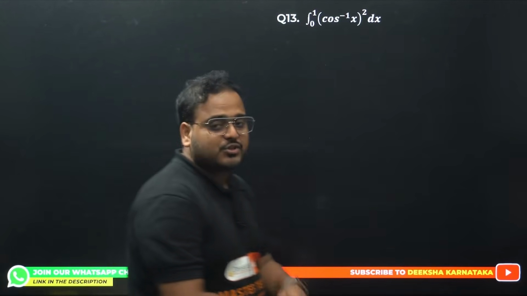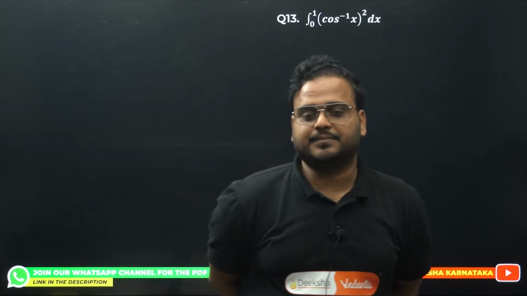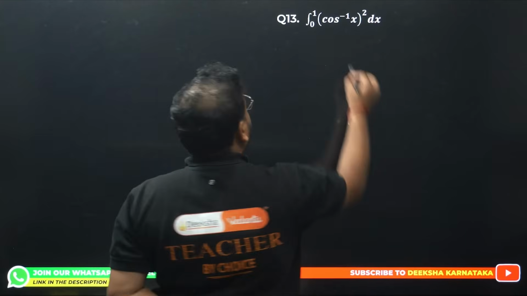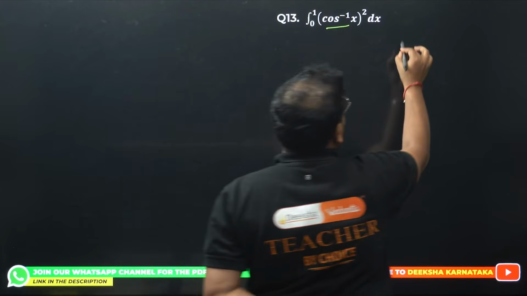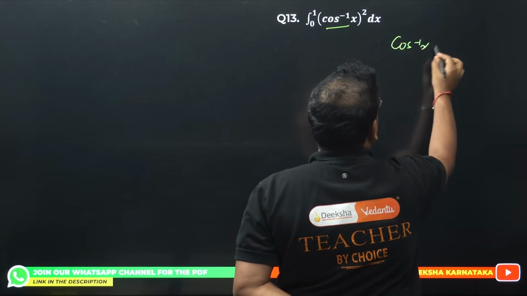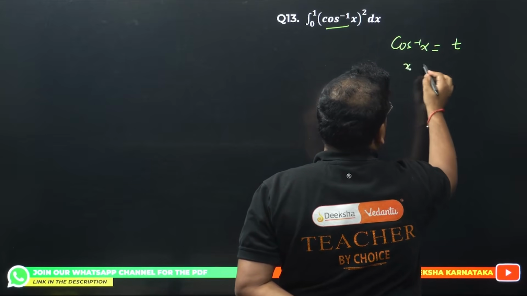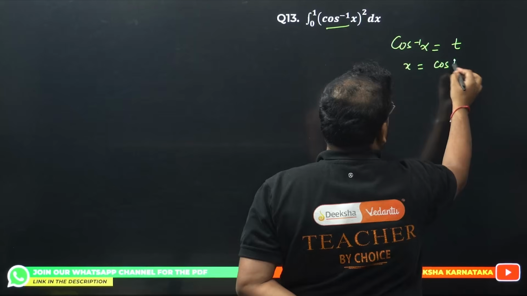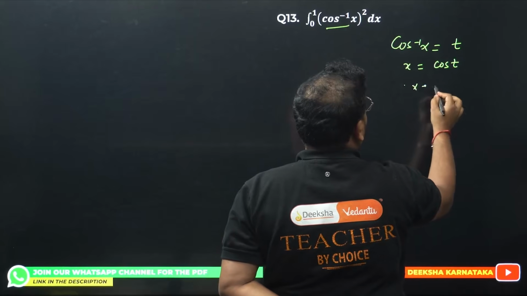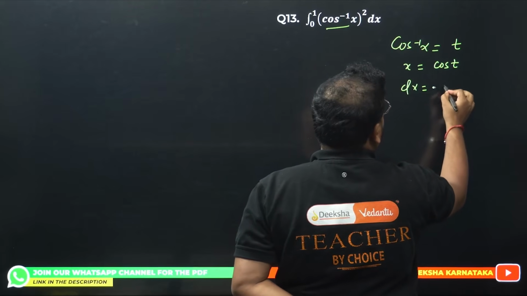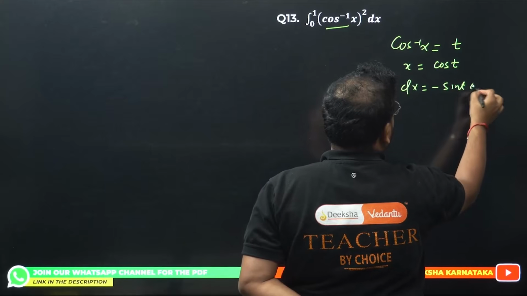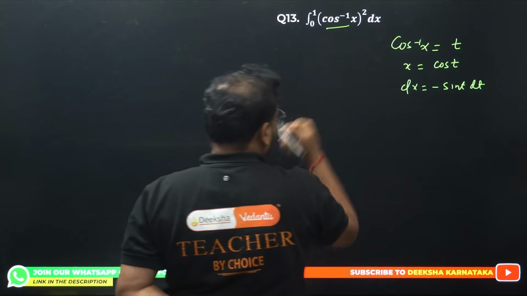Now questions on the properties that we have learned. Cos inverse of x. How do you solve this? Very simple, sir. Cos inverse of x as t. So x as cos t. So dx will become what? Minus sin t dt. Okay, that's my dx over here.